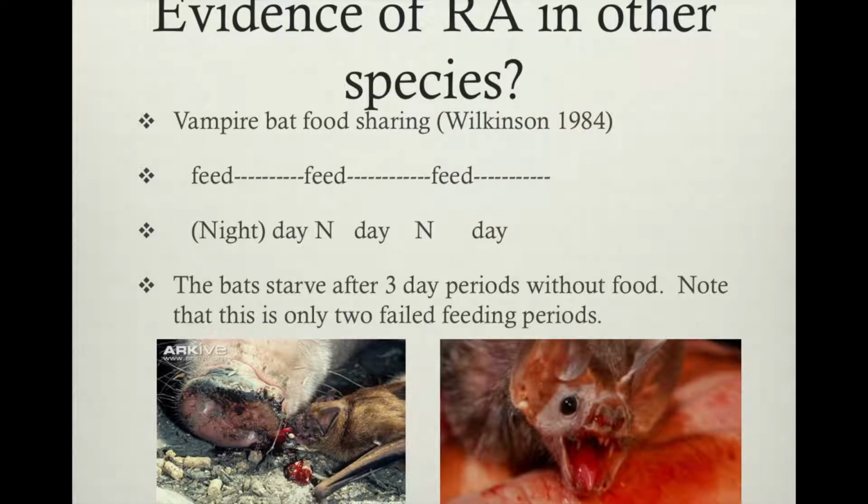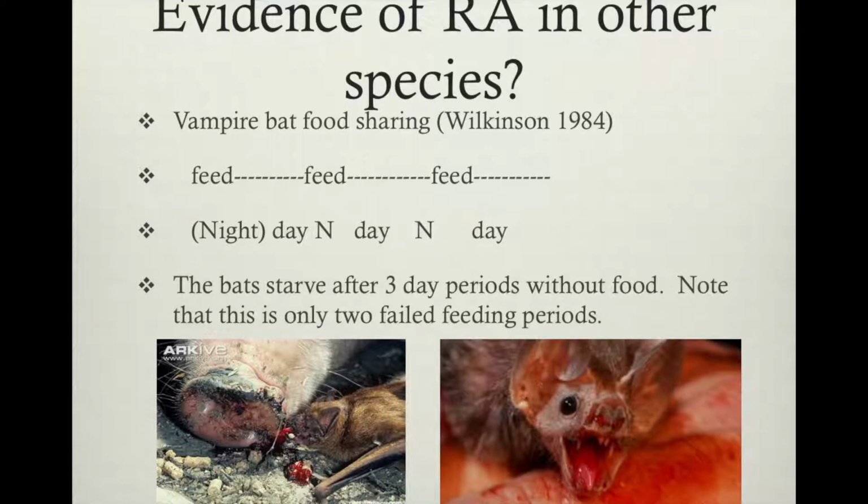One of the species in which we find evidence of reciprocal altruism is vampire bats. Vampire bats share food, and of course, in this case, it's blood. Vampire bat food sharing was first studied by Wilkinson in 1984. Just a few basic ecological notes about vampire bats: they're active at night. Generally, they feed upon livestock.